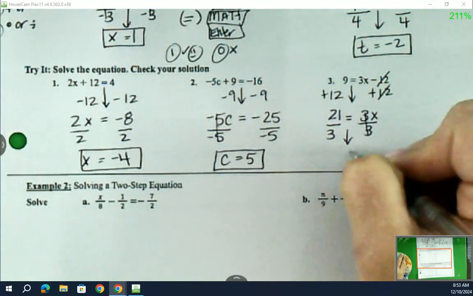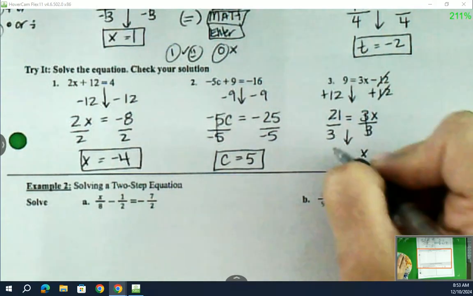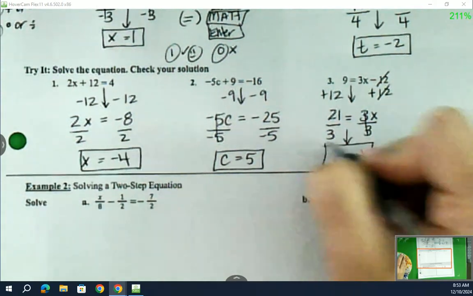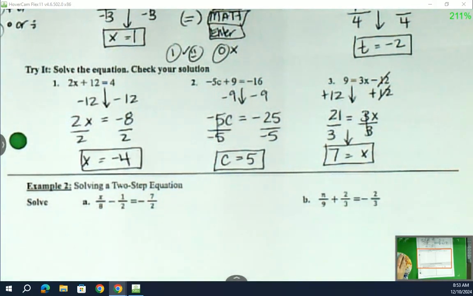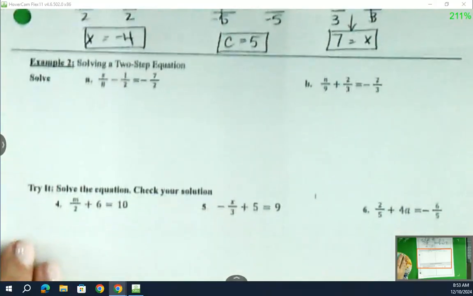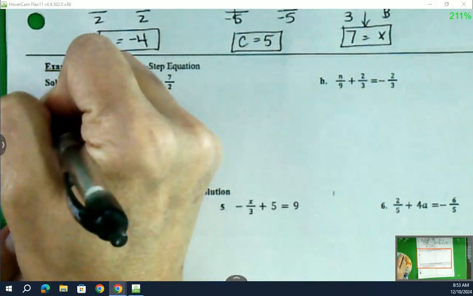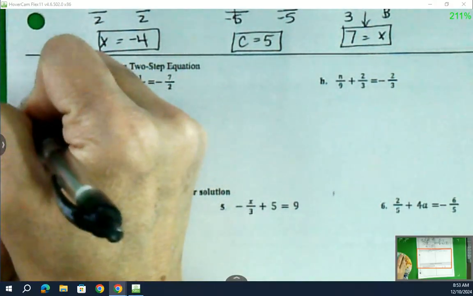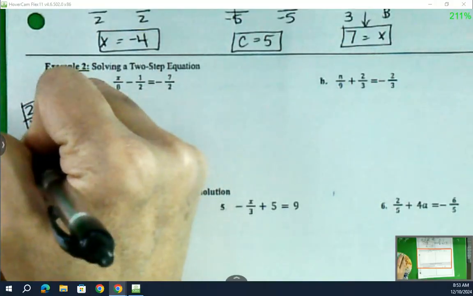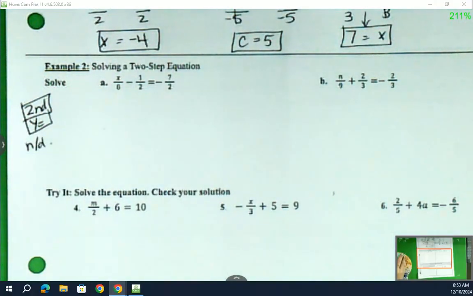So we get 1 times x, which is x, and 21 divided by 3, which is 7. So x equals 7. All right, sometimes we have two-step equations involving fractions. Remember, for fractions, you can press your second y equals button to put in a numerator over denominator.